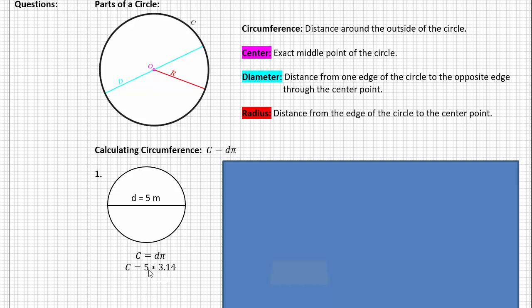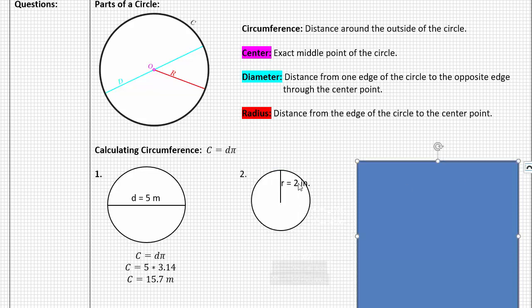We know that the diameter is 5, and as I mentioned, we're using the approximation of pi, 3.14. So all we have to do is multiply those numbers together, and we'll know the distance around the outside, or the circumference, of that circle. In doing so, we find that the circumference is equal to 15 7/10, and we always want to include our units of meters. So we've calculated the circumference using the formula, knowing the diameter of this circle was 5 meters.